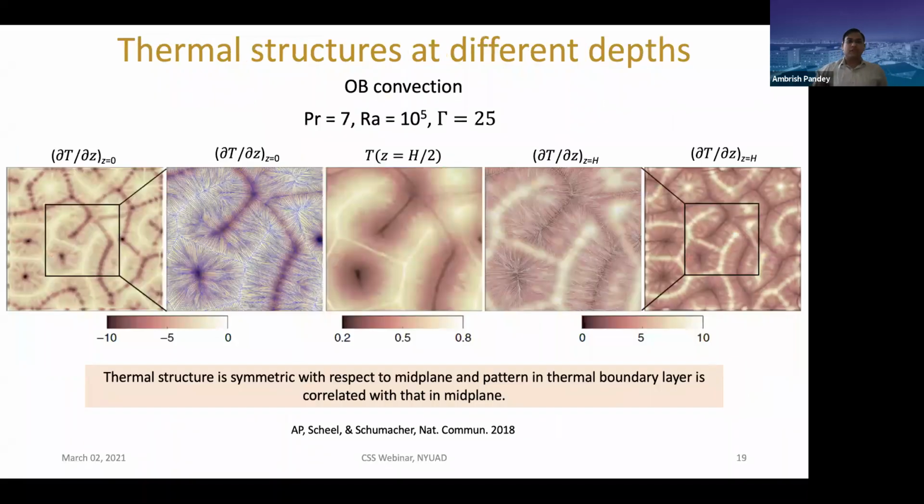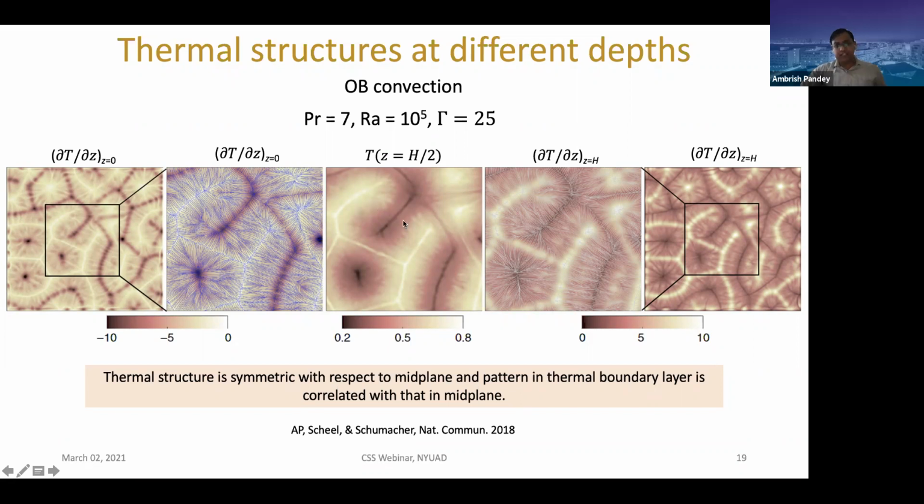Yeah. So what about thermal structures at a different height? Till now, we have focused only on the mid plane. If we look at the thermal structure at different altitudes, for instance, this is for OB convection, Boussinesq convection. And here, this is the temperature field in some magnified region of the cross section. And this is how the hot and cold ridges look.